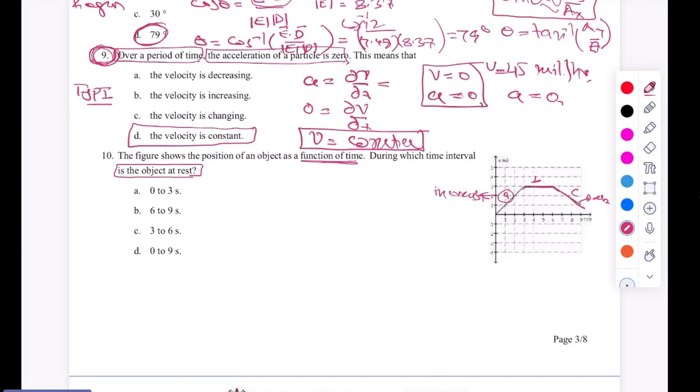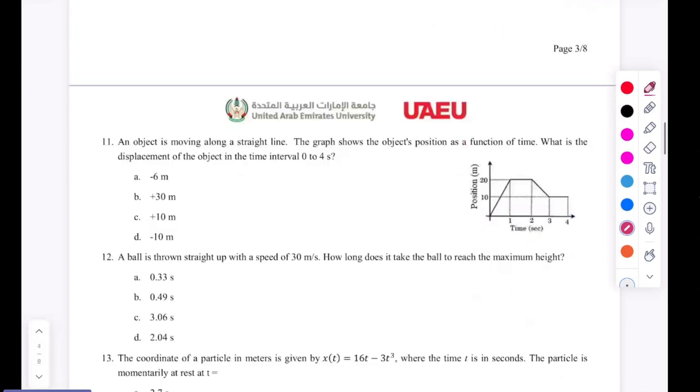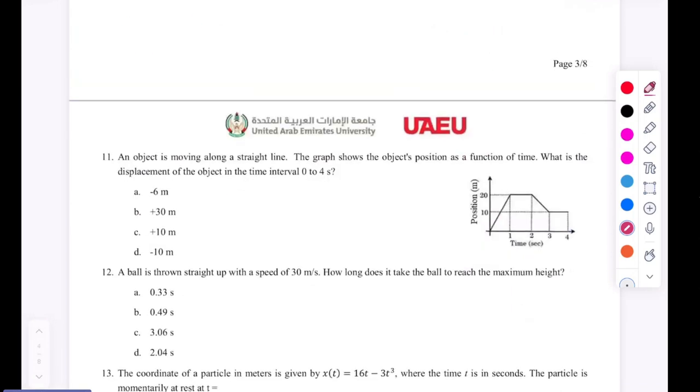So if you see this diagram, you will see this part and this part which lie between 3 and 6. So your answer is 3 and 6, at which the object is at rest. Did you get that? This is type 1. Now move to the next question.